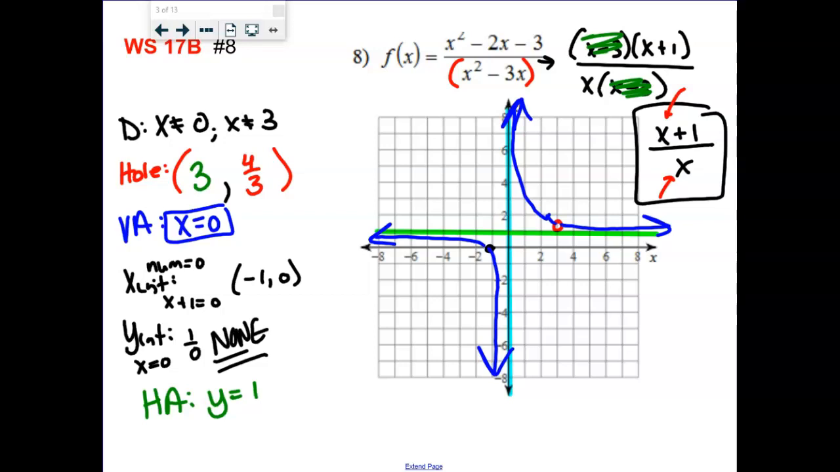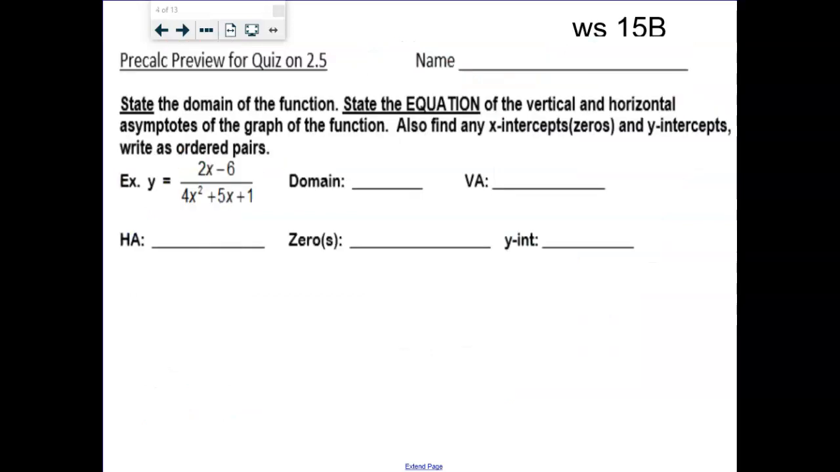It's either a jump discontinuity, which this one isn't, or an infinite discontinuity, which that one isn't, or it's a removable discontinuity, which is the kind it is. Okay, so it's based on how the algebra works out. If you can remove it through factoring and canceling, we refer to that as a removable discontinuity, and it looks like a hole. Okay. All right, this is on worksheet 15B.